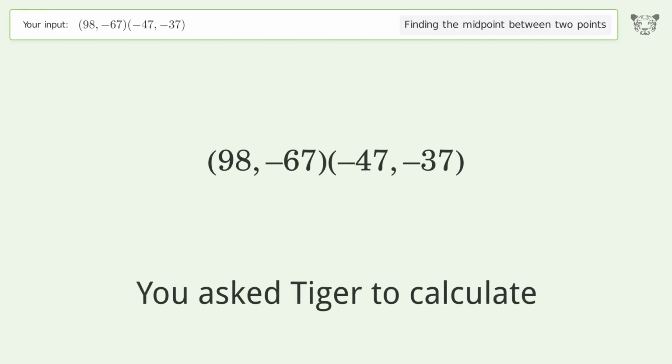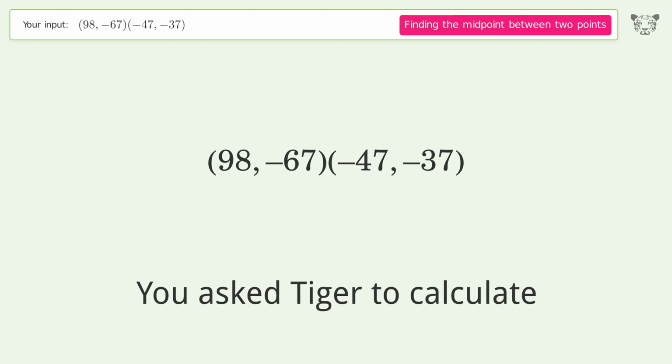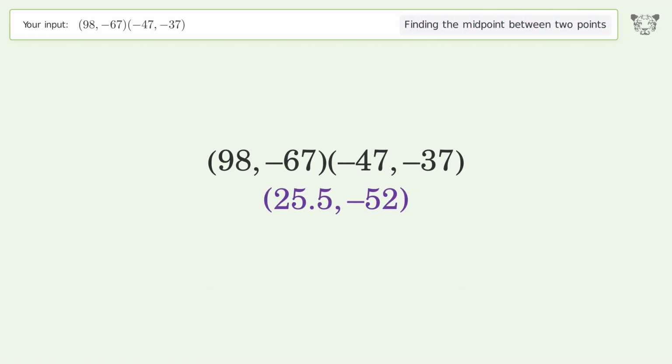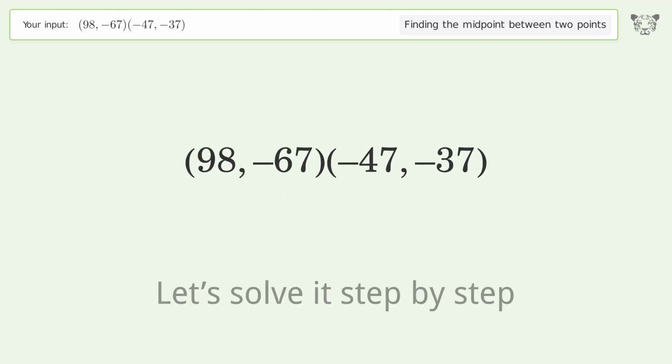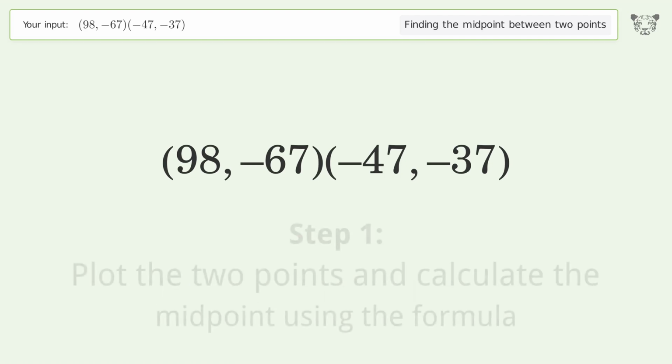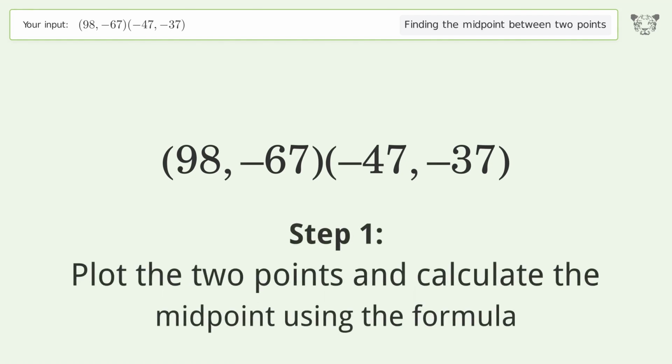You ask Tiger to calculate. This deals with finding the midpoint between 2 points. The midpoint between the 2 points is 25.5, -52. Let's solve it step by step. Plot the 2 points and calculate the midpoint using the formula.